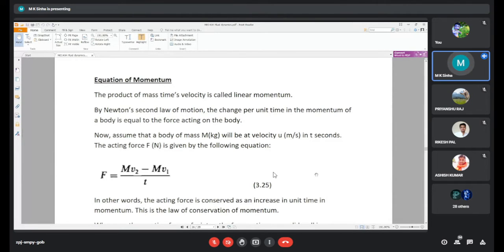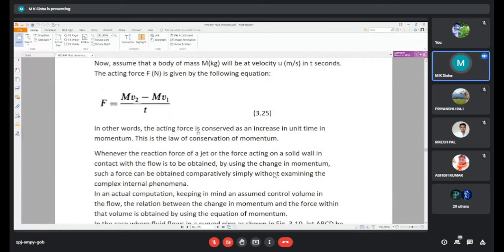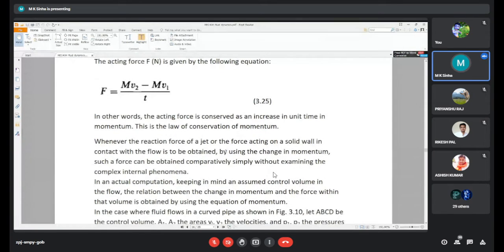here, from Newton's second law, the change per unit time in momentum of a body is equal to the force acting on the body. So mv2 minus mv1 is equal to F times t, or divided by t. This is the law of conservation of momentum.